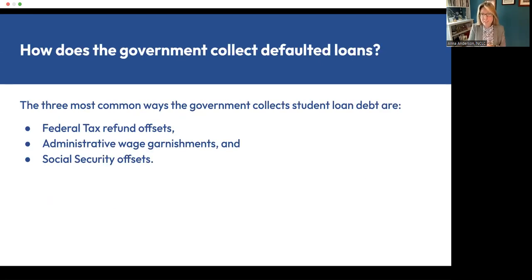So we've talked about the government and how they can collect on defaulted student loans, but I want to make sure that people are really aware of the more common ways that we're seeing this. The Department of Education can work in conjunction with the IRS to seize your federal tax refunds. So if you have tax refunds, before it goes to you, if you owe on government debt such as student loans, if you have federal student loans in default, the government can take your tax refund to pay that back.